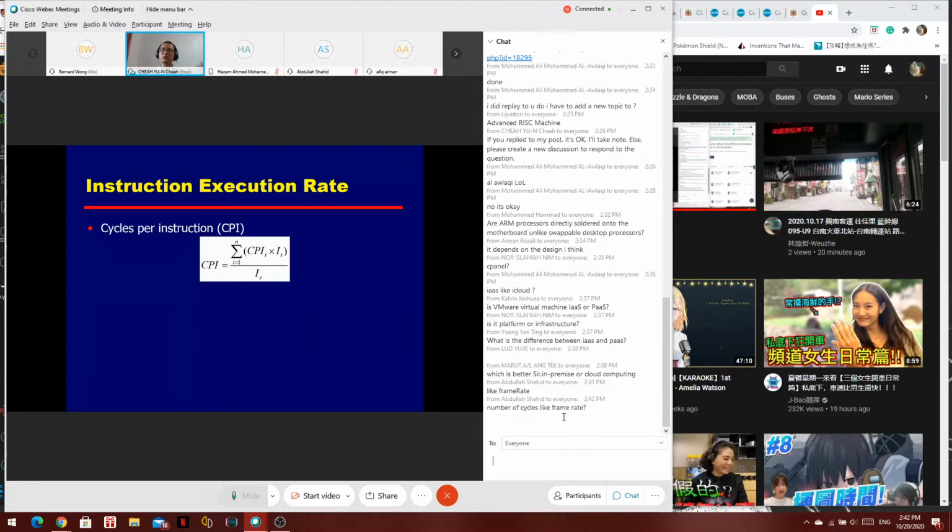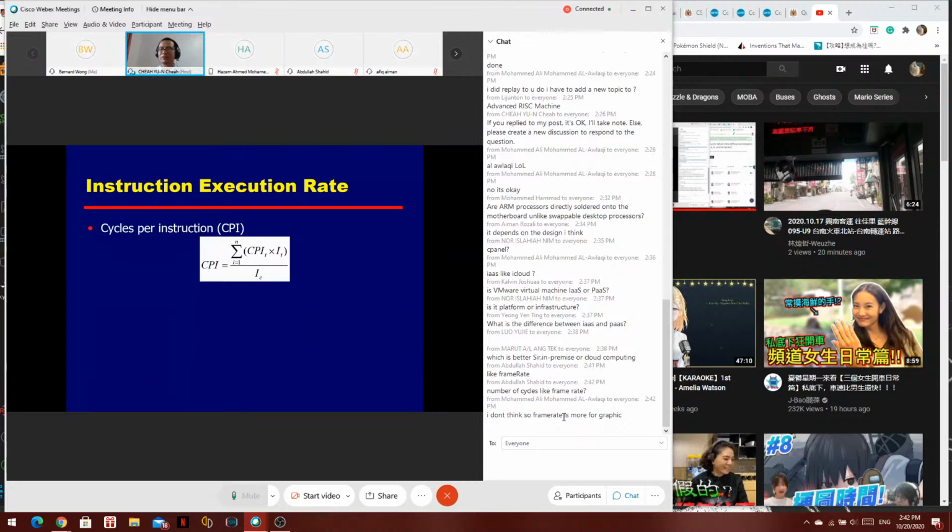So what you need to do is add up all the cycles. If you look at the formula here, the cycles needed for each instruction, you add them all up, and then you divide by the total number of instructions that you have. So on average, you get the average number of cycles per instruction. So that is cycles per instruction. It's one of the popular measurements.